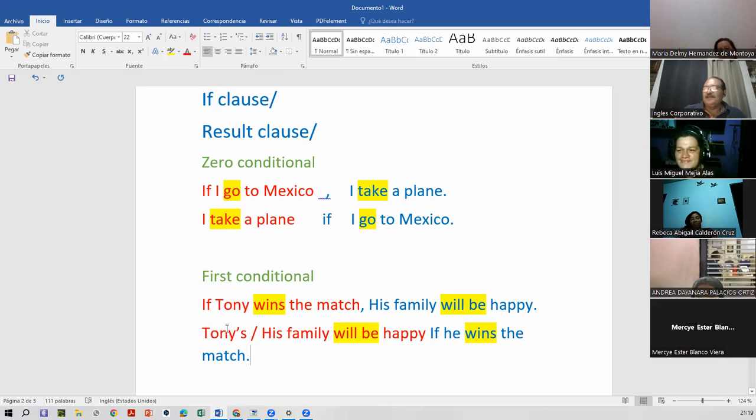I just want to make it clear with an example. Maria, if you say if Tony wins the match, he will be happy, you can say it for the same person too. I just said his family because there will be somebody else happy. But you can say if Tony wins the match, he will be happy. So in these conditionals, you can use anything. But look at what I have marked in yellow.